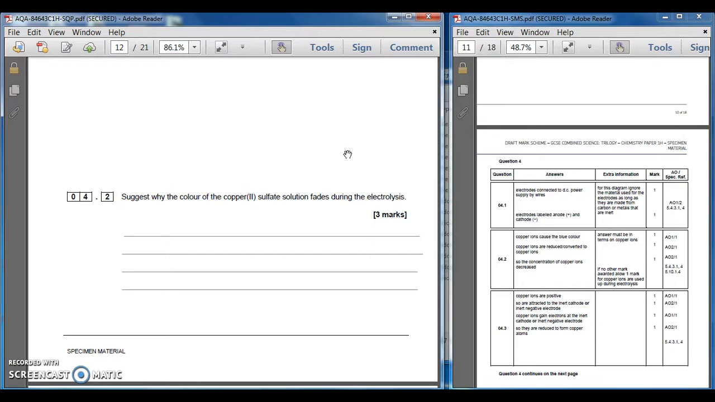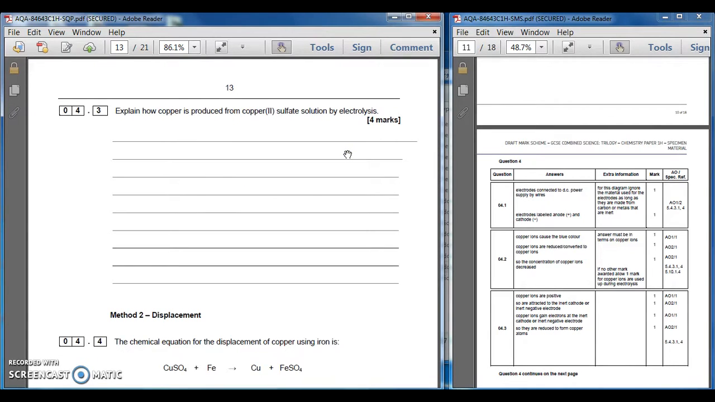Or if you don't want to talk about the electrons, you could say the copper ions are losing their charge and they're being turned into just plain copper. The last point is that because the copper ions are no longer in solution, because they're being taken away and turned into pure copper, there's fewer copper ions in the solution, so there's less colour. You can't just say that it's being used up or taken away.